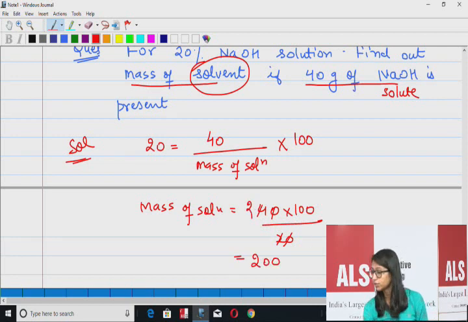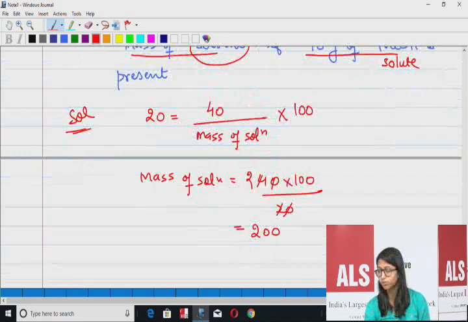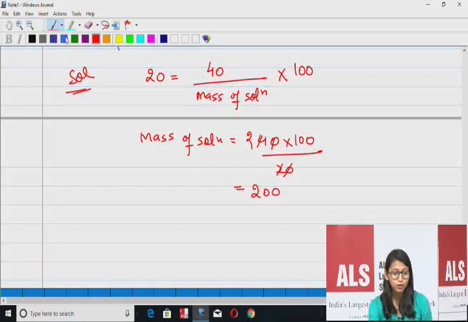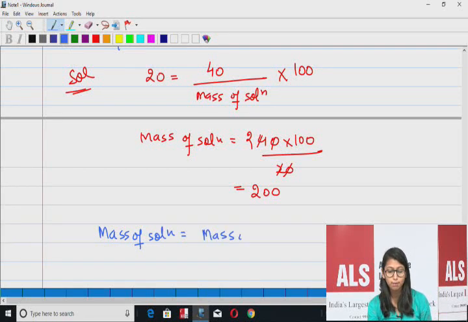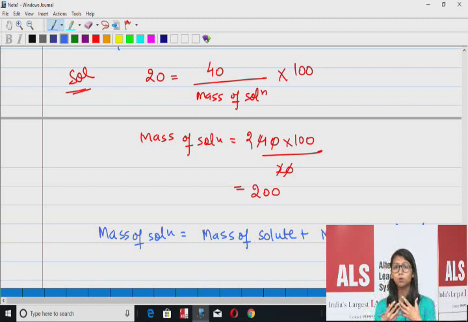Oh, which center is there? Satna Center, Jia, you have made a mistake. You have just given me the answer for the mass of solution, right? But you know that you have to find out the mass of solvent. So the mass of solution will be equal to the mass of solute plus the mass of the solvent. We all know this thing, right? So you have to add them both, then you will get the mass of the solution.